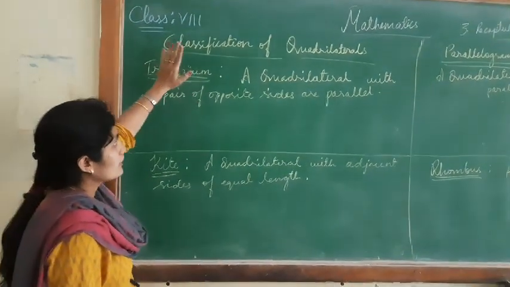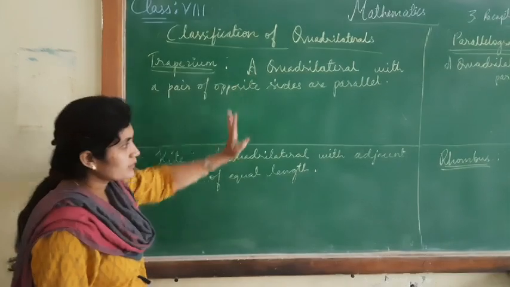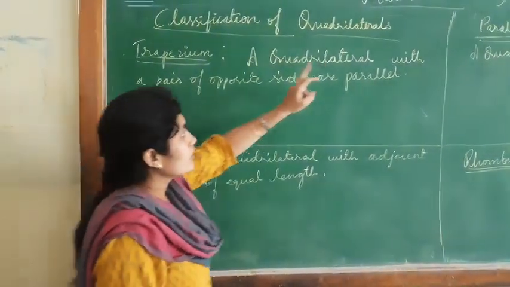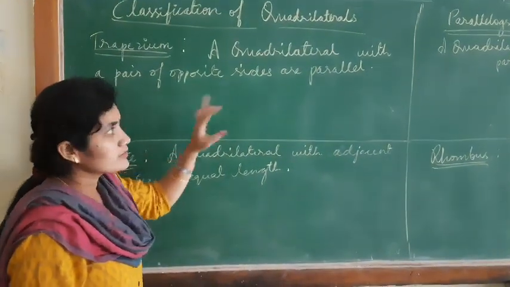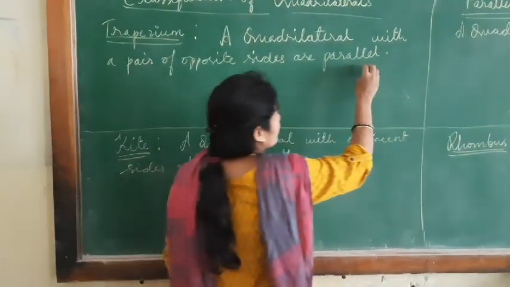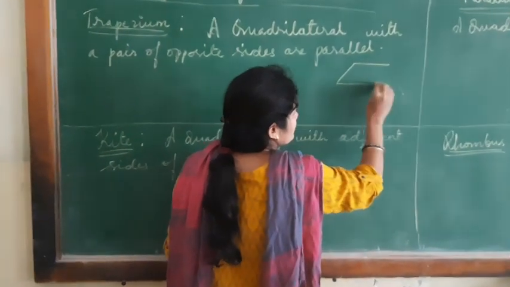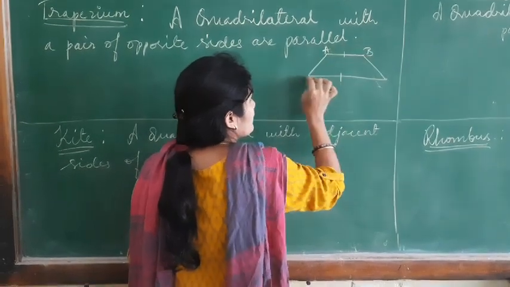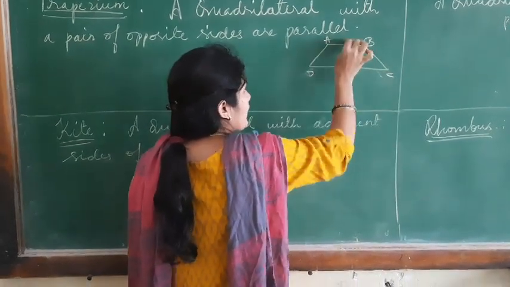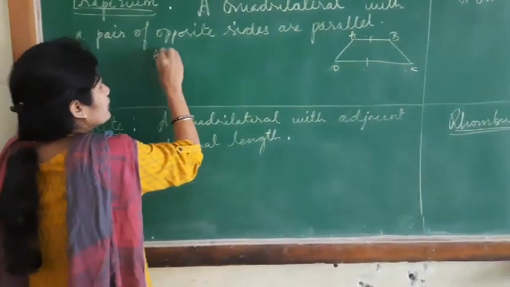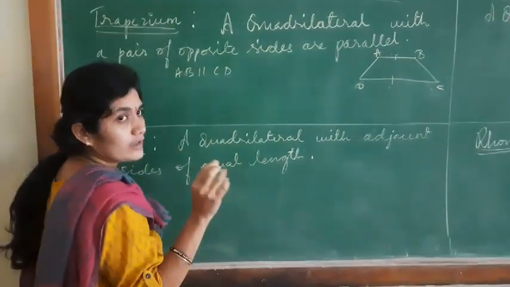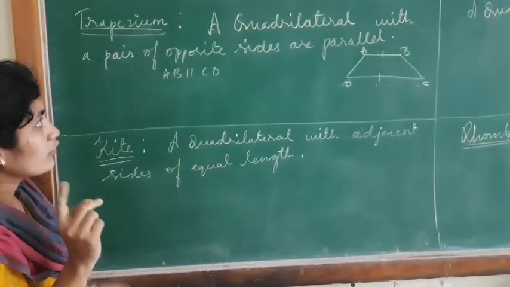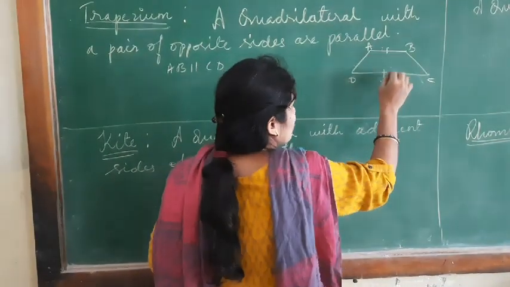Now let us move on to the classification of quadrilaterals. Here there are some types of quadrilaterals. In this, the first one is trapezium. A quadrilateral with a pair of opposite sides parallel. These two are parallel, A, B, C and D. AB and CD are parallel to each other. AB is parallel to CD but not equal, and AD and BC are not parallel. Only a pair of opposite sides are parallel, that means AB is parallel to CD.